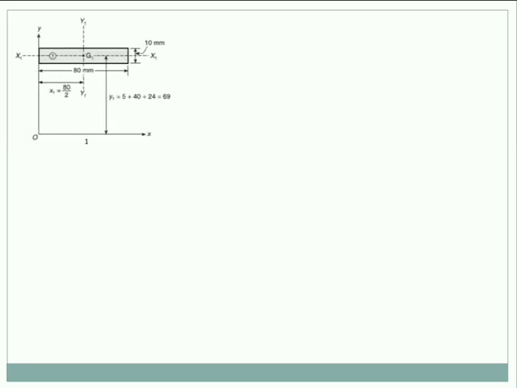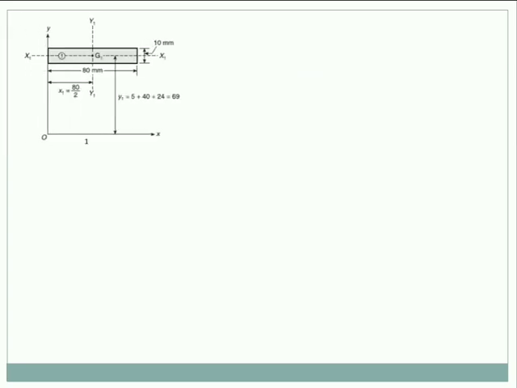So the first rectangle comes up here. In this rectangle, what can be done is we want to locate y1. x1 is surely 80 by 2, 40, forget it. Let's concentrate on locating y1. y1 is 5 plus 40 plus 24.